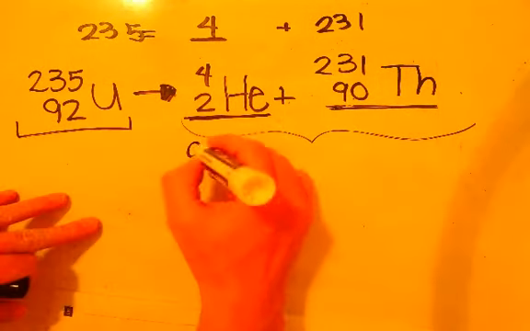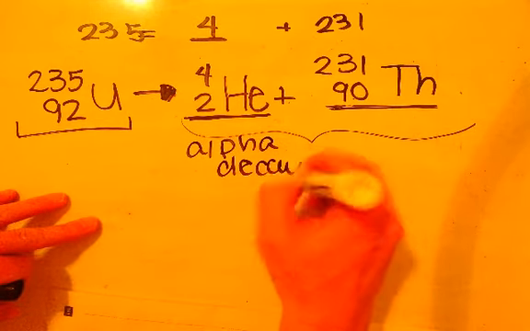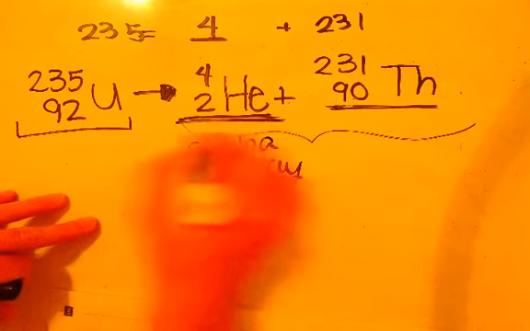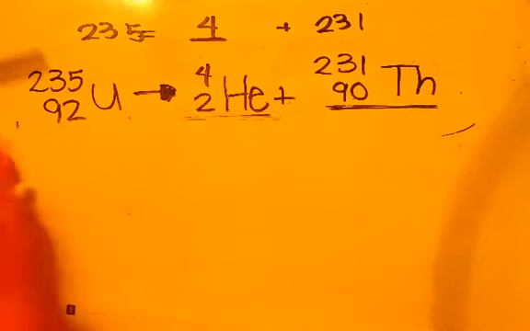This again would be an example of alpha decay because when we look at this, what type of particle is being given off? An alpha particle. So that would be an alpha decay reaction. Let's look at the second one that I had in your notes. We see an isotope of aluminum.